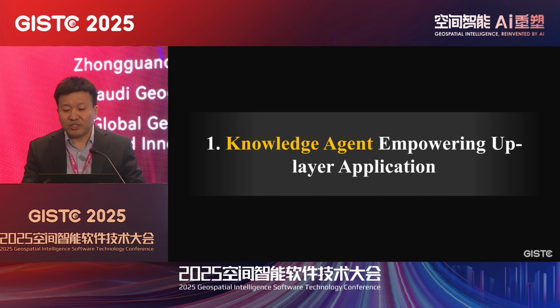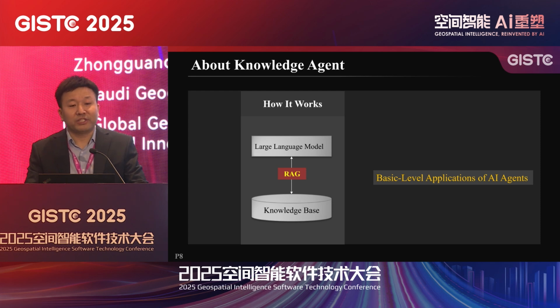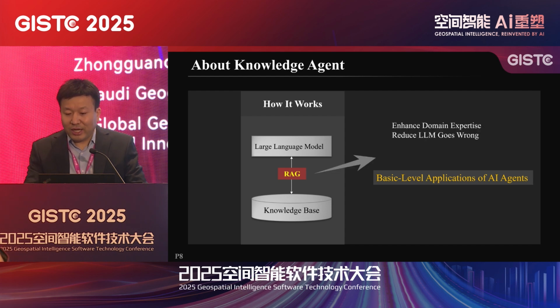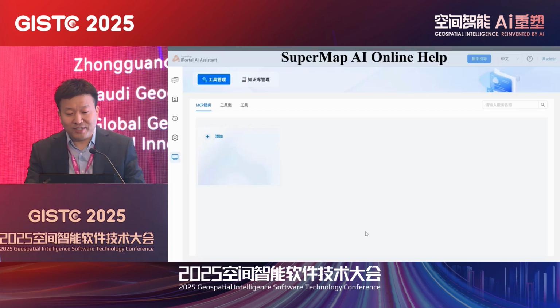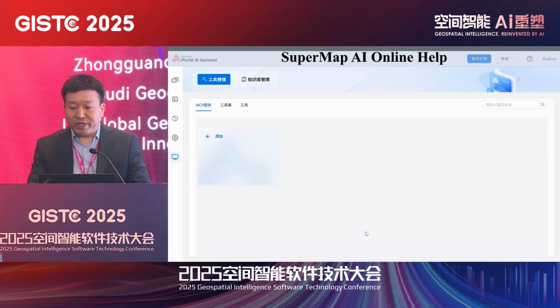So how does Knowledge Agent empower up-layer applications? Knowledge Agent is a basic level application of AI agent. And we help to build a domain professional knowledge base with retrieval augmented generation technologies to reduce LLM, large language model, going wrong. AI online help will replace traditional help soon.